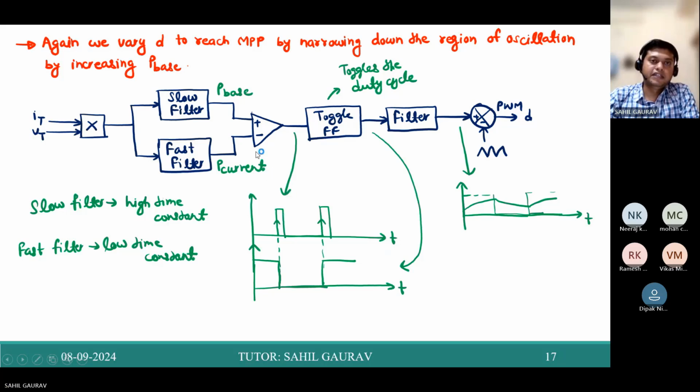Then when P base is greater than P current, the op-amp output will saturate to VCC, and P base is greater than P current only for a short duration. Again it will go down, because the P current value is higher compared to P base. Now it is passed through this toggle flip flop, and let us assume the initial state is 0 and it is edge triggered.